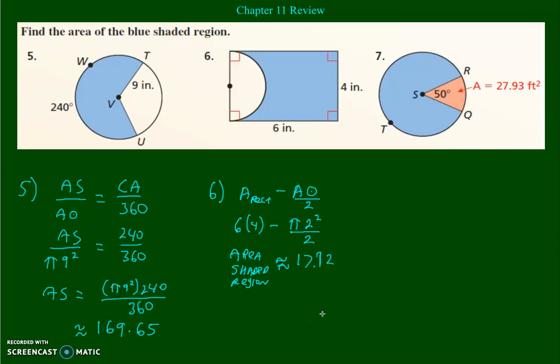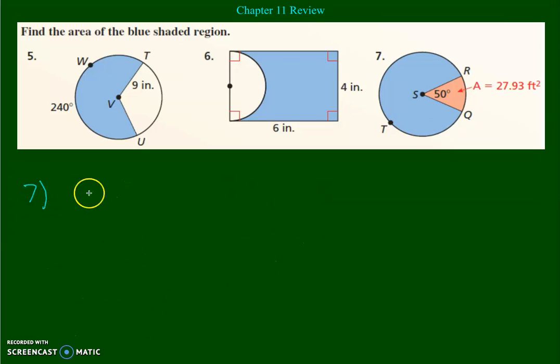This is a continuation of the Chapter 11 review, beginning with problem 7. And in problem 7, it's a little different than the other problems. Here, we're given the area of a sector with a central angle of 50 degrees, and we're asked to find the rest of the area of the circle. So it looks like this is going to require a little bit more room. So I'm going to go ahead and clear the board, and we'll begin looking at problem 7.